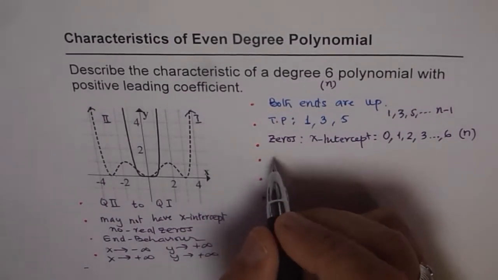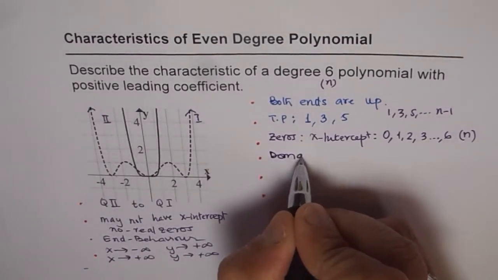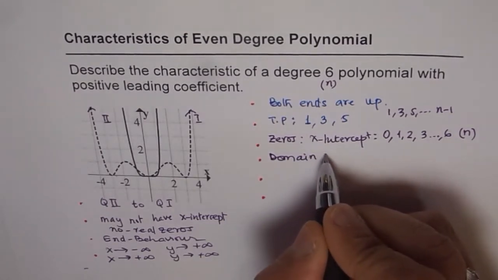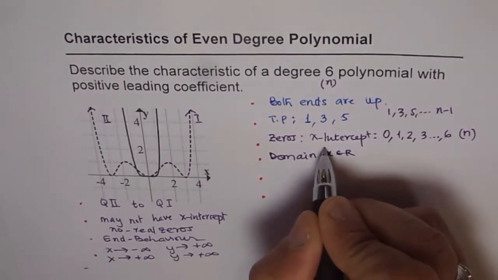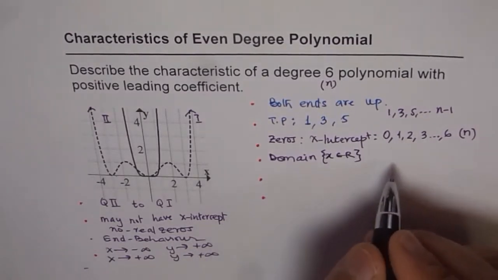Now let's talk about domain and range. Now domain for this function is always all real numbers. For that matter, domain of all polynomials is x belongs to real numbers, right? So that is for all the polynomials.